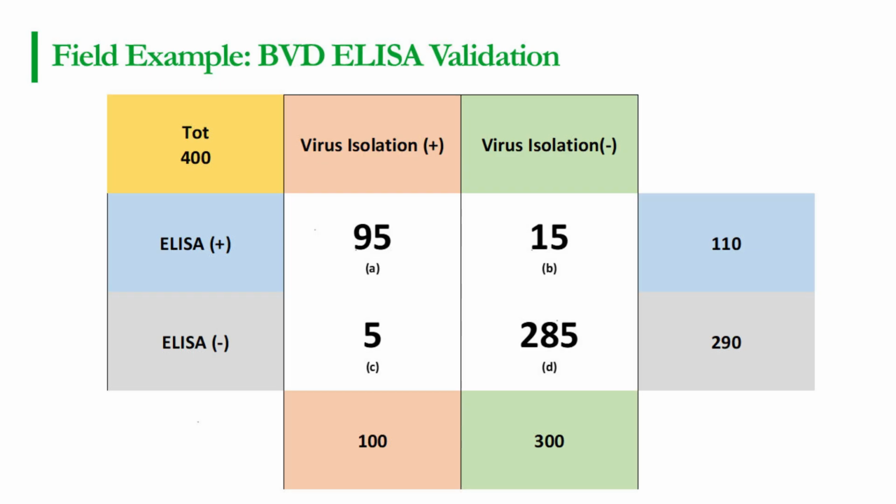This table is doing more than storing numbers. It defines the interpretation of the ELISA. Every diagnostic metric is a probability defined by one margin of this table. If the objective is to evaluate how well the test finds disease, attention goes to the diseased column. If the objective is how trustworthy is a positive, attention goes to the test positive row. That shift in conditioning, columns versus rows, is the conceptual pivot between sensitivity, specificity, and predictive values.